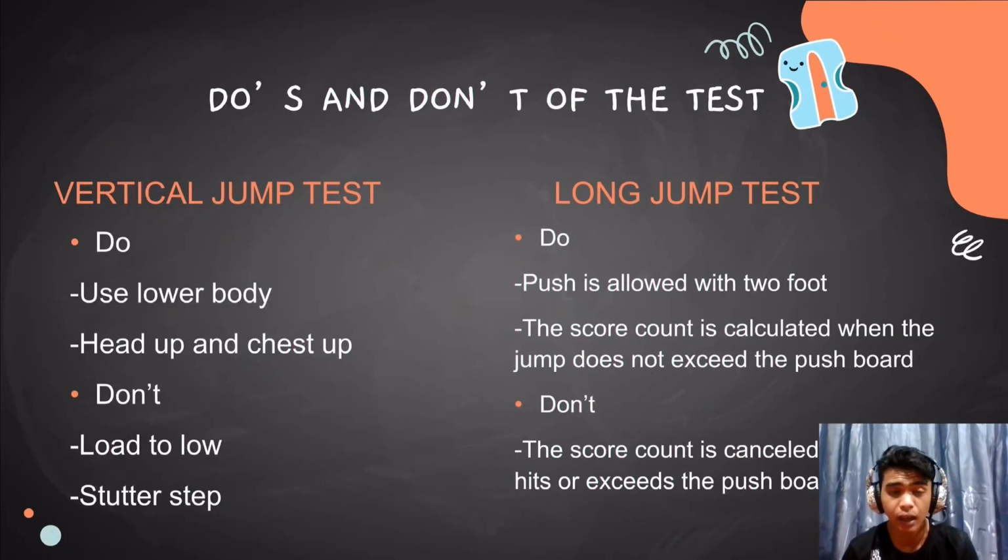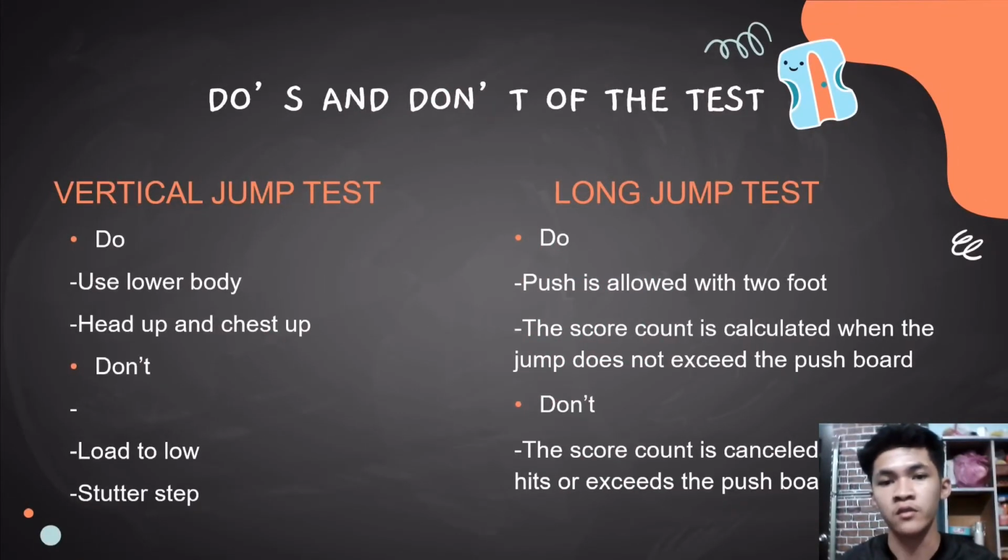In this slide, I will talk about the do's and don'ts of the vertical jump test. For the do's, there are 2 points: first, use the lower body; second, head up and chest up. For the don'ts, there are also 2 points: first, low to low, and second, stutter step.